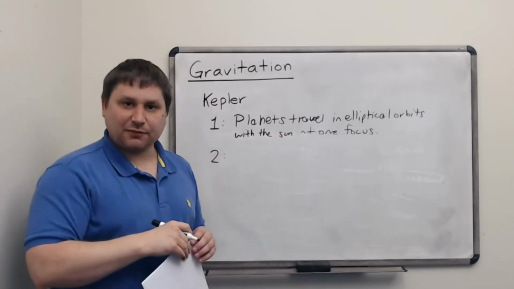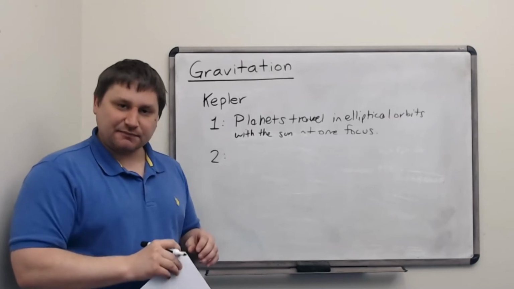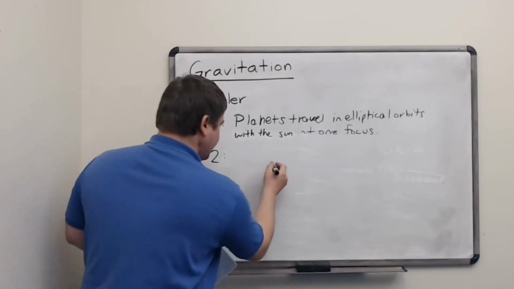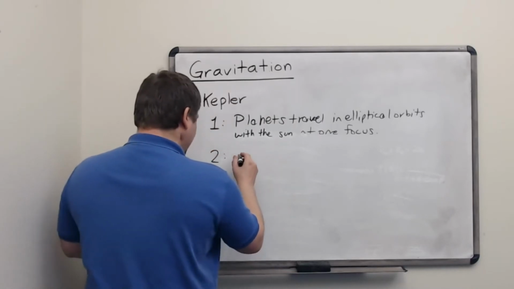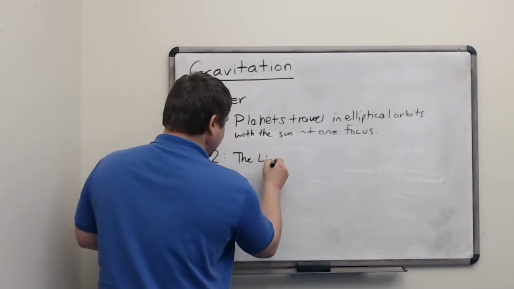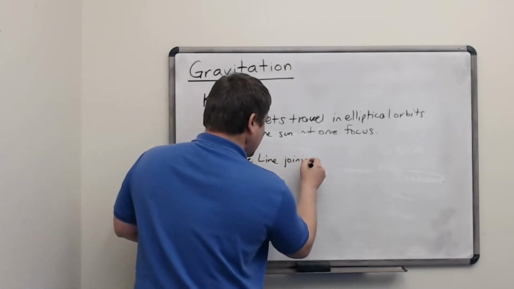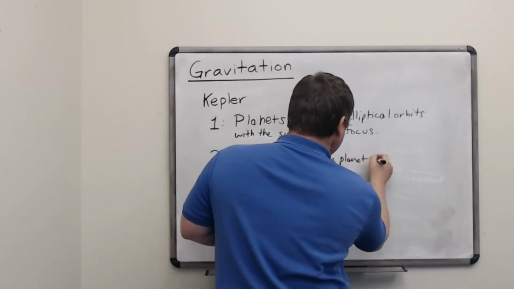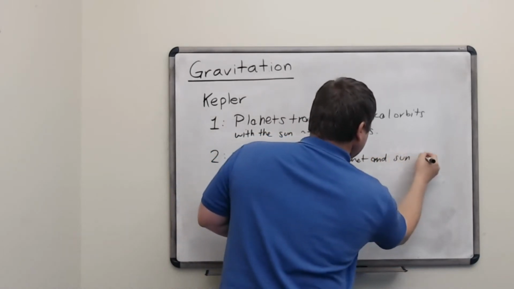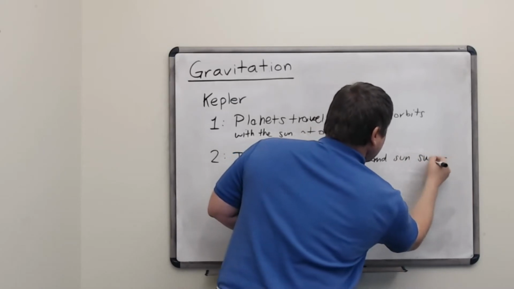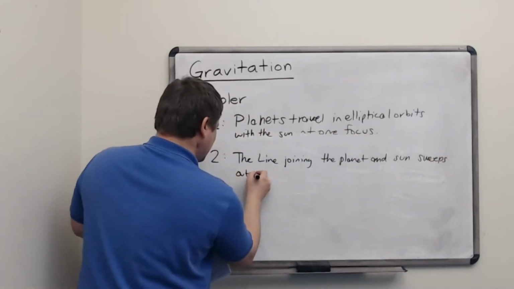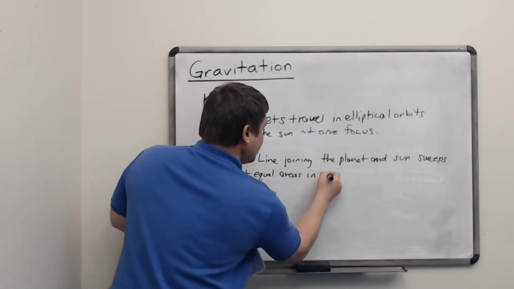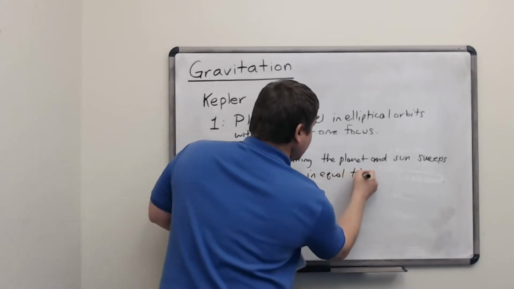The second law of Kepler has to do with how quickly the planets move when they're at different parts of their orbit. We'll write it out first. It says the line joining the planet and sun sweeps out equal areas in equal times.